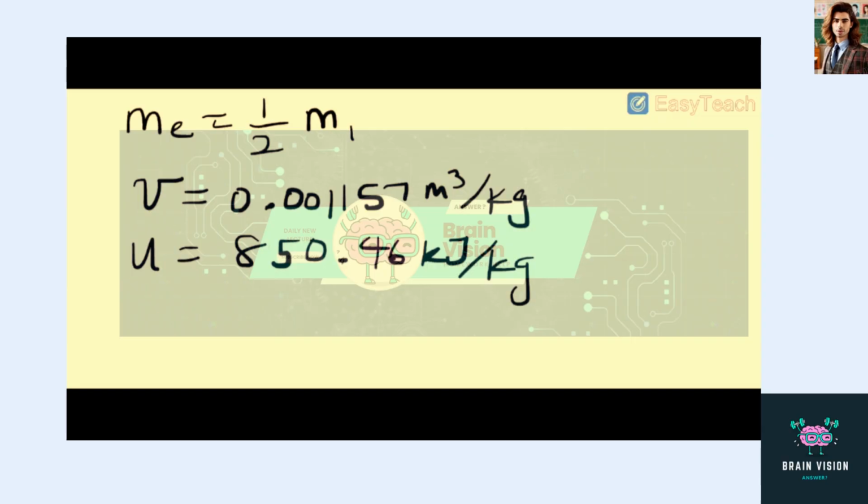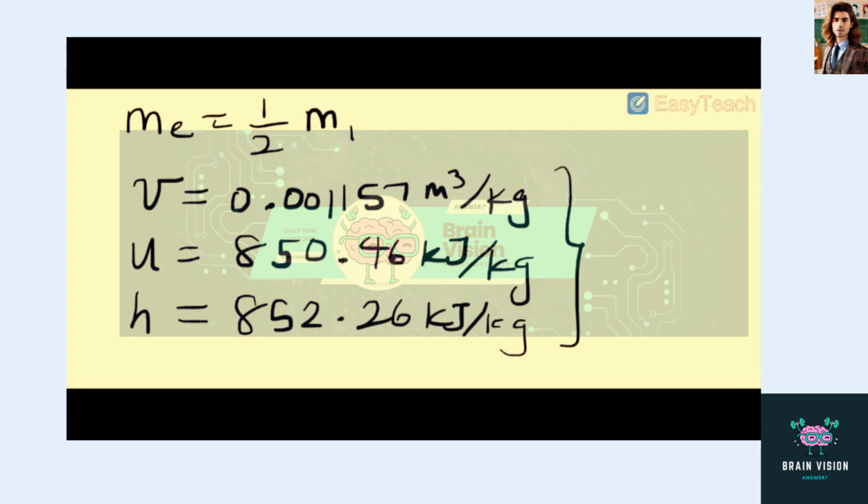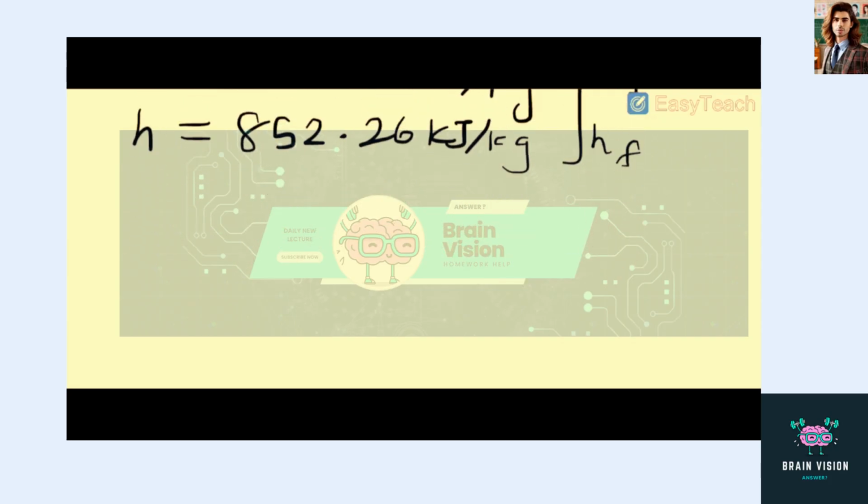And we also can solve for H, and we know that specific enthalpy is 852.26 kilojoules per kilogram. Now, all of these quantities are basically vf, uf, and hf in the table, and the reason is that we are dealing with saturated water, so we can go ahead and use the f term.